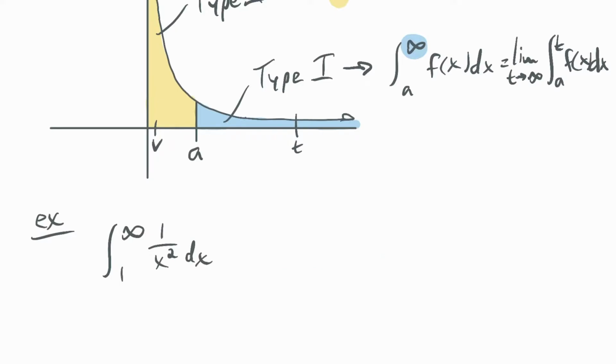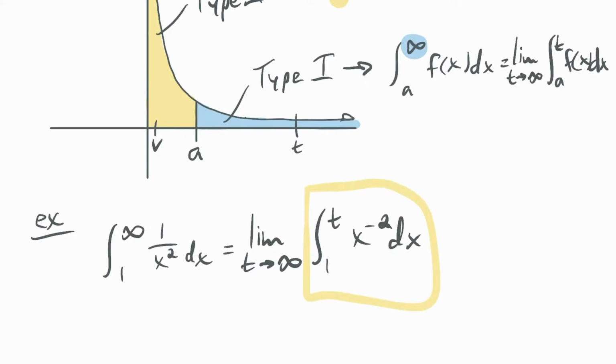So this equals the limit as t goes to infinity of the integral from 1 to t of, let's write this as x to the negative 2 power, dx. So now I can focus on what this definite integral evaluates to, because if t is like 10 or 100 or 1,000, then you can find the definite integral, and we'll do the limit afterward.